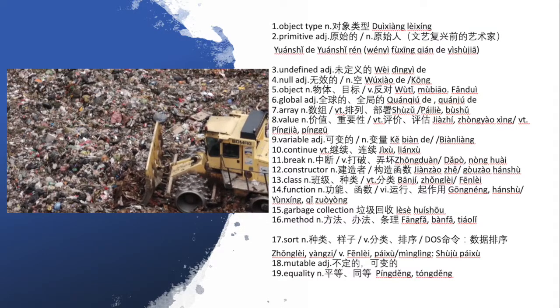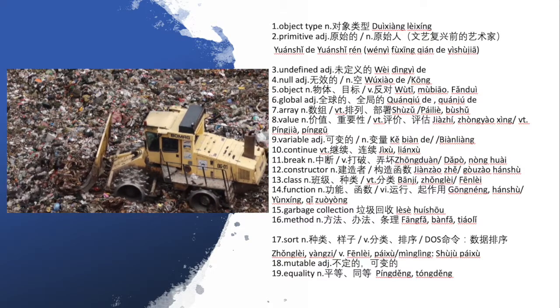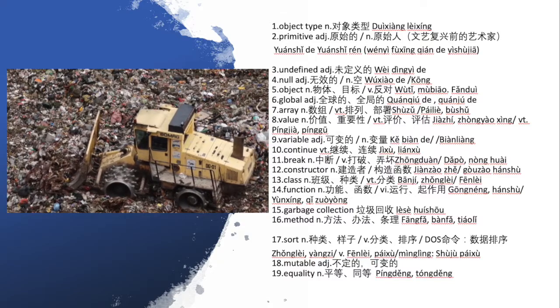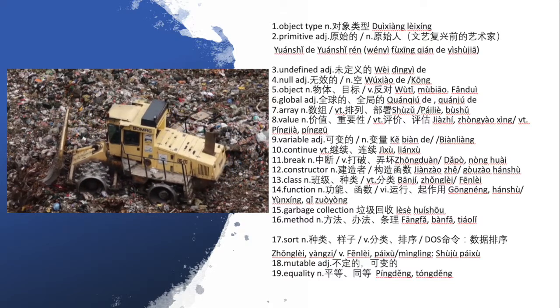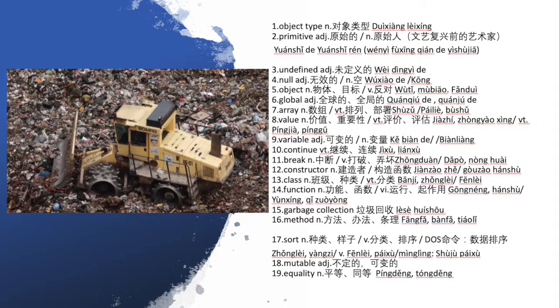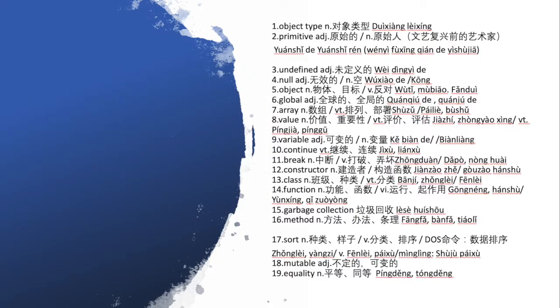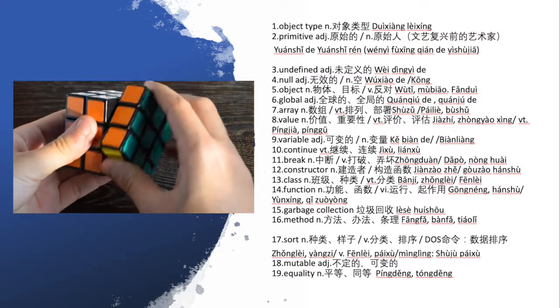Our next word is garbage collection. Garbage collection is 垃圾回收. 垃圾 means garbage. Collection is 回收. So next word is method. Method in Chinese is 方法 or 调理. So the word 方法 is quite commonly used. Like you can see it a lot.